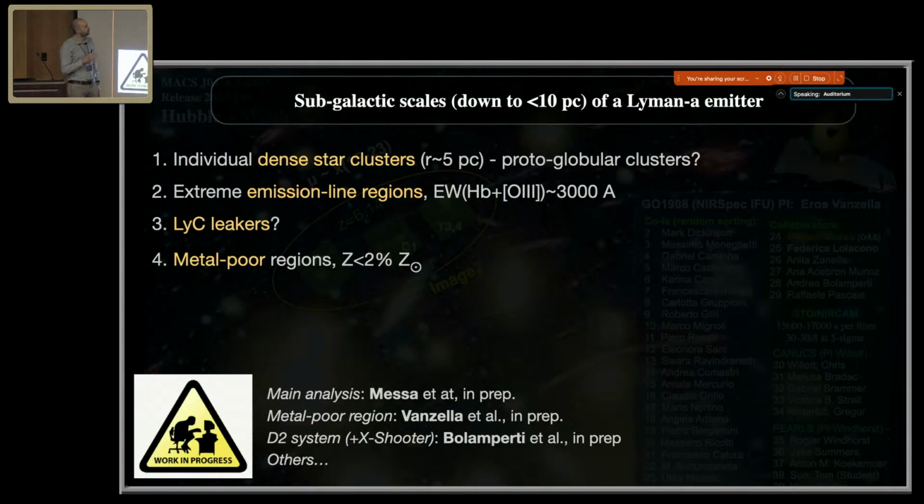And this is my main slide. I want to convince you that despite the fact that I'm presenting just one system, it is still very rich with information when we get down to the few parsec scales, because what we observe are dense star clusters, compact regions of extreme emission lines, possible Lyman continuum leakers, and an extremely metal poor region down to a few % solar. So the rest of my talk will try to convince you of that.